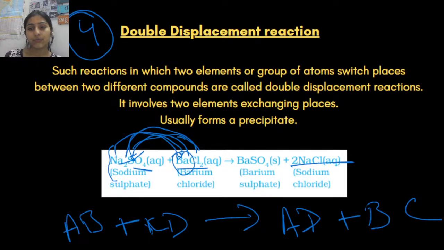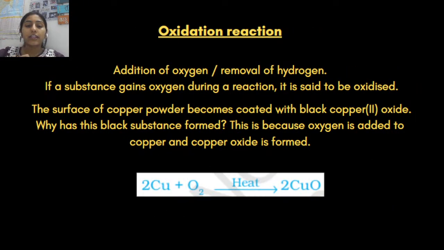Next, another type of reaction that we are going to discuss is oxidation reactions. Oxidation reactions basically refer to the addition of oxygen or the removal of hydrogen. So oxygen is getting added, whereas hydrogen is getting removed. Either oxygen would get added or hydrogen would get removed. In any case, there would be an oxidation reaction, right? This is the first condition.